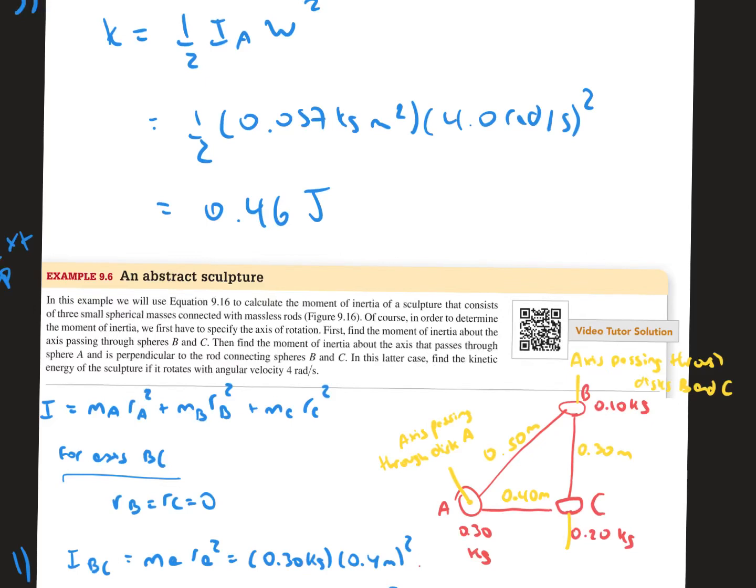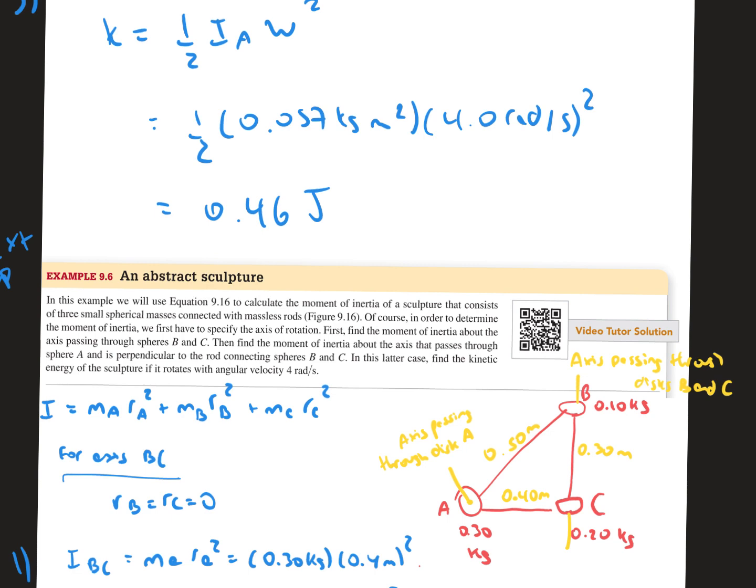So in this problem we have to calculate the moment of inertia of a sculpture that consists of three small spherical masses connected with massless rods. Of course, in order to determine the moment of inertia, we first have to specify the axis of rotation. First, we have to find the moment of inertia about the axis passing through the spheres B and C. Then, find the moment of inertia about the axis that passes through the sphere A and is perpendicular to the rod connecting the spheres B and C.